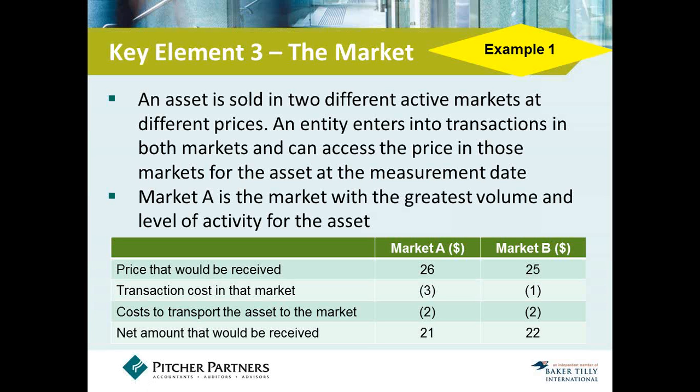So example 1, let's say an asset is sold in 2 different active markets at different prices. An entity enters into transactions in both markets and can assess the price in those markets for the asset at the measurement date. So market A is the market with the greatest volume and level of activity for the asset. So the entity enters into transactions in both markets. So they say market A and B, we've got a price that can be received. We have transaction cost in that market. We have cost to transport the asset to that specific market. So the net amount that would be received for the 2 markets.